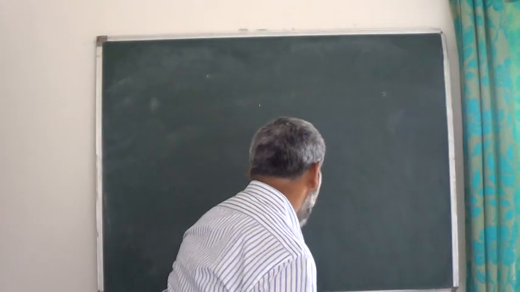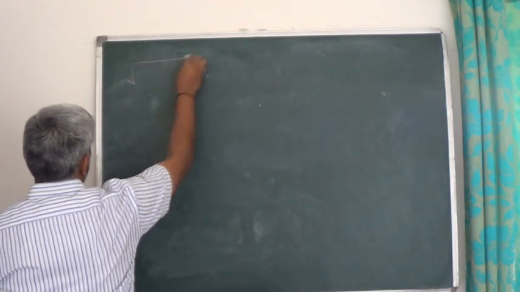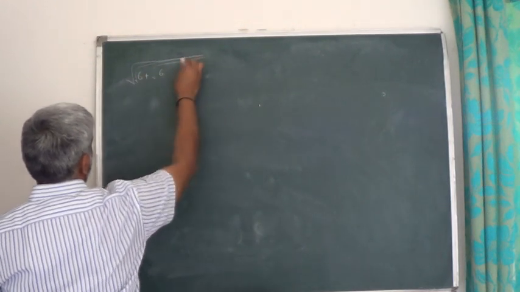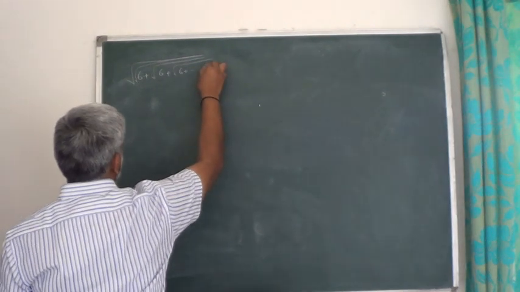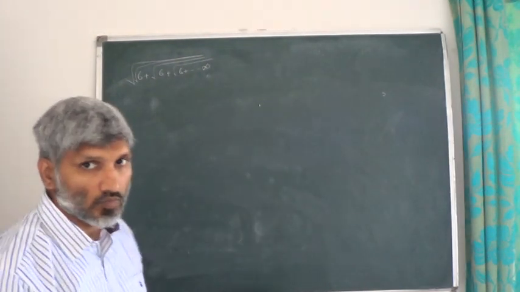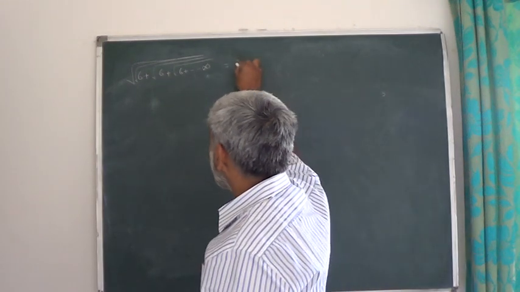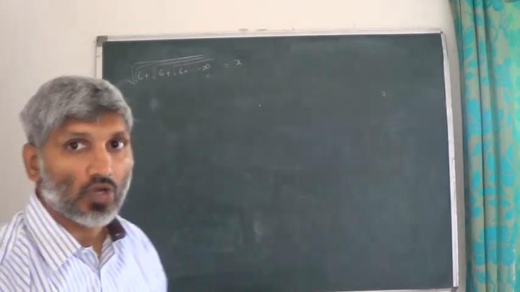So write down another question. The question is asking like this: square root of 6 plus square root of 6 plus square root of 6 plus square root of 6 plus and so on up to infinity. We have to find out that value. Let us say that value is equal to x. We don't know that value. We are assuming that value is equal to x.